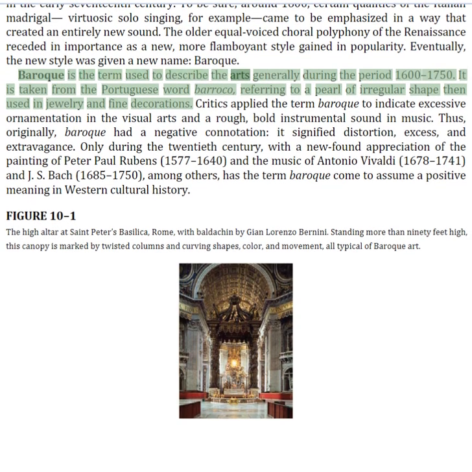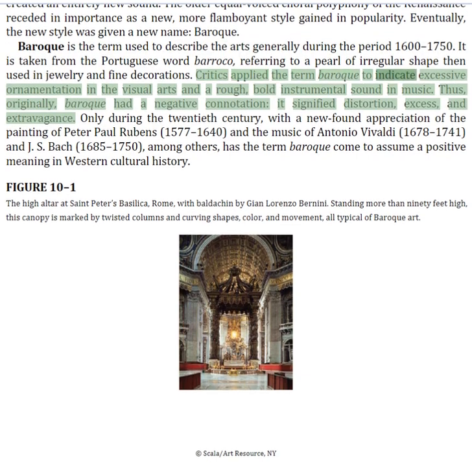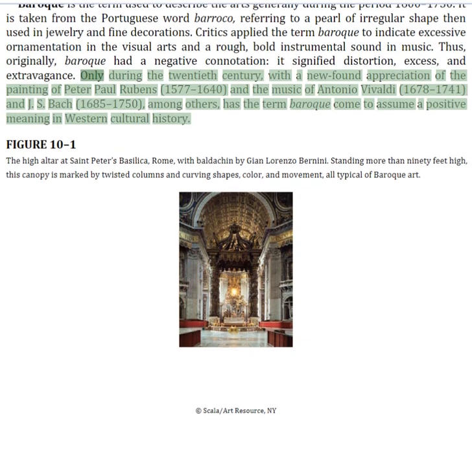Baroque is the term used to describe the arts generally during the period 1600-1750. It is taken from the Portuguese word barroco, referring to a pearl of irregular shape then used in jewelry and fine decorations. Critics applied the term Baroque to indicate excessive ornamentation in the visual arts and a rough, bold instrumental sound in music. Thus, originally, Baroque had a negative connotation. It signified distortion, excess, and extravagance. Only during the 20th century, with a newfound appreciation of the painting of Peter Paul Rubens and the music of Antonio Vivaldi and J.S. Bach, among others, has the term Baroque come to assume a positive meaning in Western cultural history.